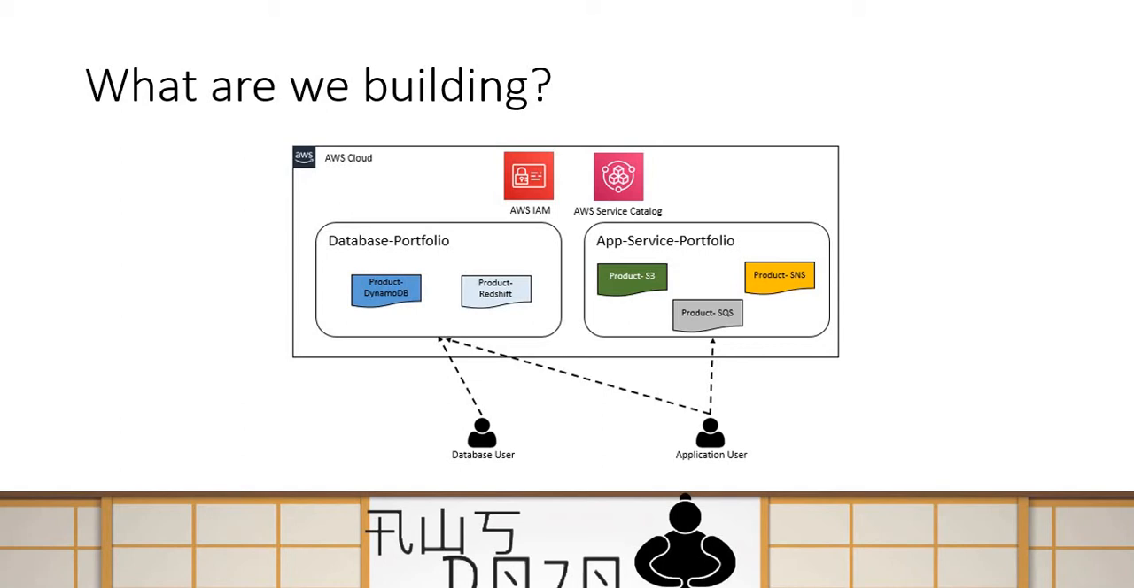And then these products are organized into 2 portfolios, database and app service. And then we will create 2 users, database users and application users. The database user will be assigned to only the database portfolio, while the application user will be assigned to both database and application portfolio. And once you have done this configuration as an administrator, you will log in as a database user or application user, and you will be able to see only the products which are assigned to you, and you will be able to launch it.